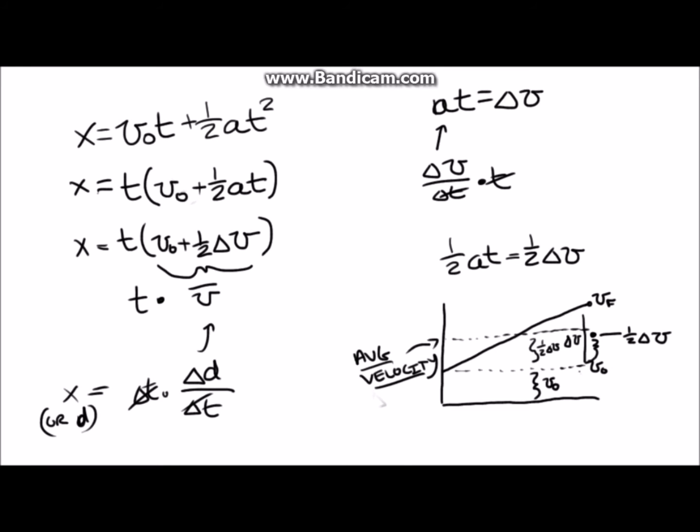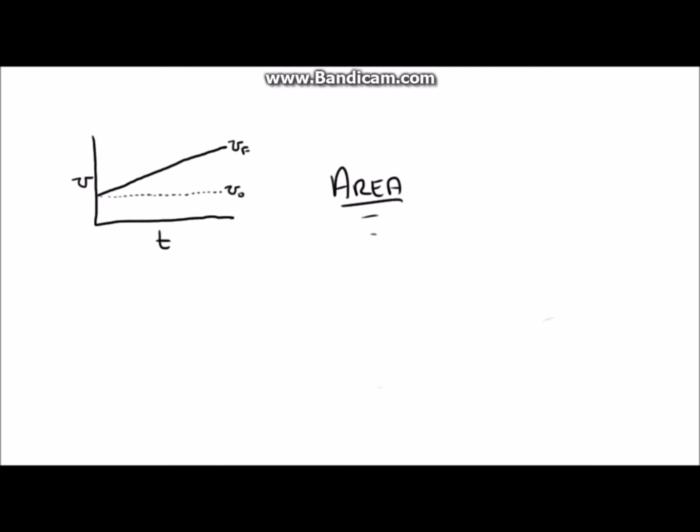So let's look at this graphically. Again, I'm drawing the same velocity versus time graph, with the velocity starting at v0 and ending at vf. So if you find the area of this figure, which again is the displacement, you see that it's really two figures, a rectangle and a triangle. So the area of the rectangle is base times height. The base is t, and the height is v0.